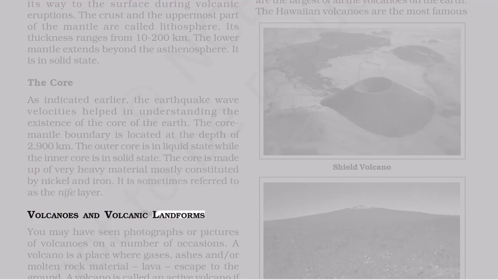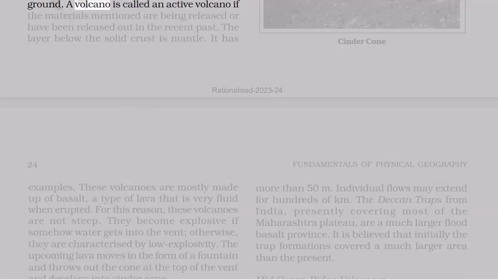Volcanoes and volcanic landforms. You may have seen photographs or pictures of volcanoes on a number of occasions. A volcano is a place where gases, ashes and/or molten rock material (lava) escape to the ground. A volcano is called an active volcano if the materials mentioned are being released or have been released in the recent past.